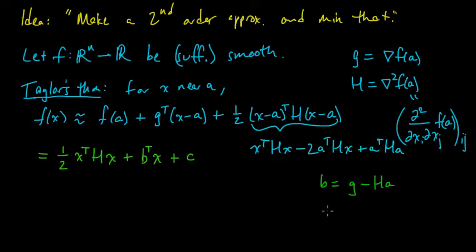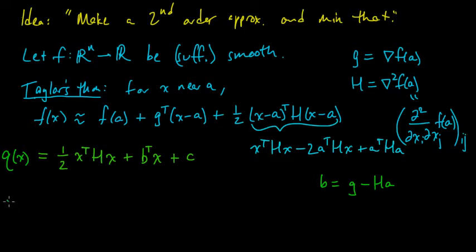And then c is going to be whatever's left over. We don't need to make it precise. It's not really particularly important. Okay, so we expressed it in this form, and now we want to minimize this. So this is our approximation. Let's call this Q, the quadratic approximation of f.